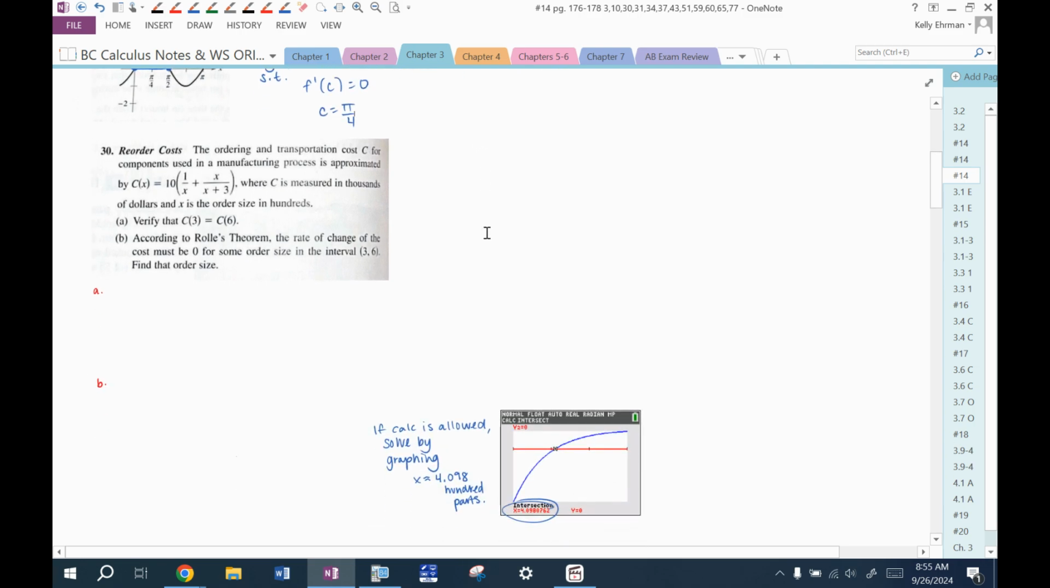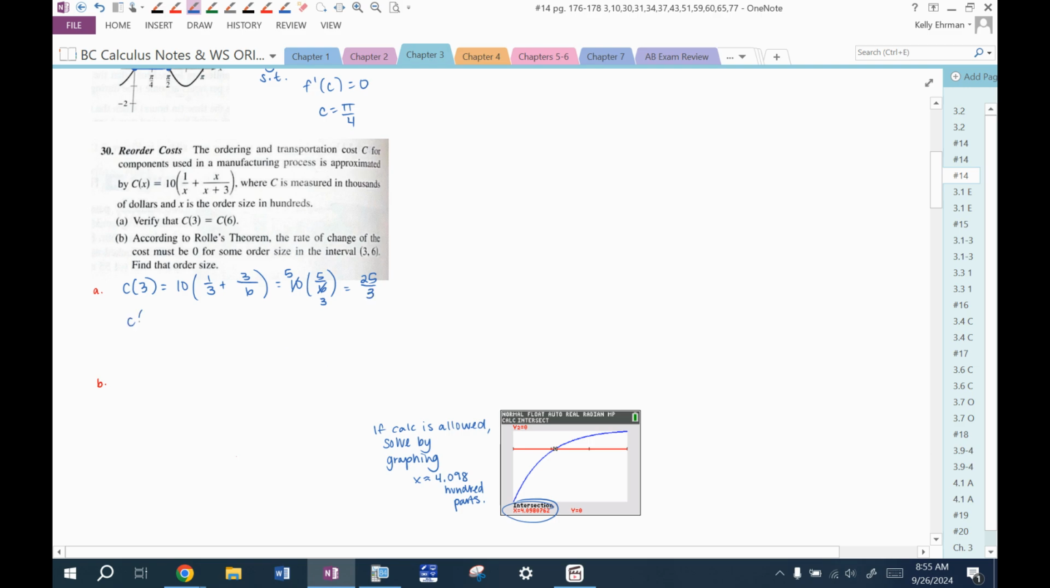All right, number 30, part A says verify that C of 3 equals C of 6. So C is the cost components used in this manufacturing process, and x is the order size in hundreds. So C of 3 is 10 times 1/3 plus 3 over 6. 2 over 6 plus 3 over 6 is 10 times 5 over 6. 10 can be divided by 2, and 6 can be divided by 2. And so that gives me 25 over 3.